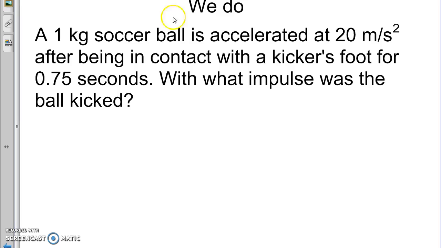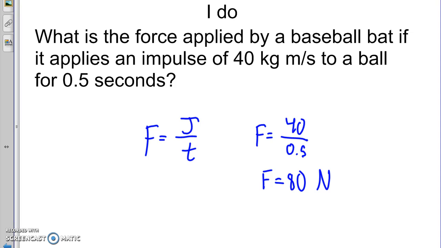I don't think I'm going to do another. Let's look at what's on the next one. Yeah, I'm not worried about this. Anyways, so that's impulse and how it relates to force.